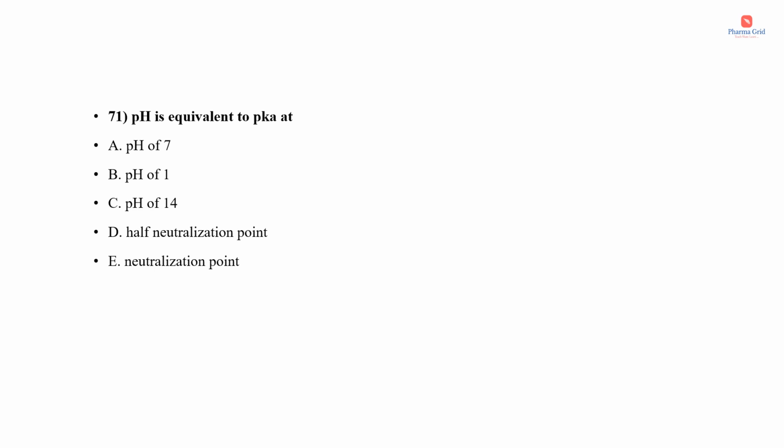Question number 71. pH is equivalent to pK at: the options are pH of 7, pH of 1, pH of 14, half neutralization point, neutralization point. Here the correct answer is option D, that is half neutralization point. At this point acid by base value is 1 and the log of 1 is 0. At that point pH will be equal to pK. Okay, so the pH is equivalent to pK at half neutralization point.